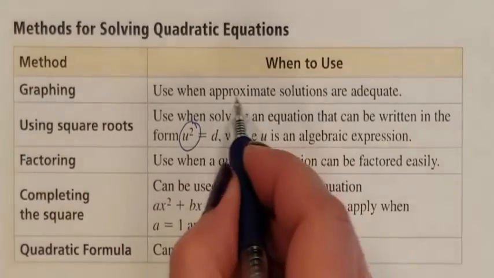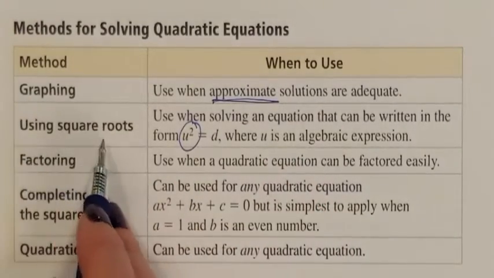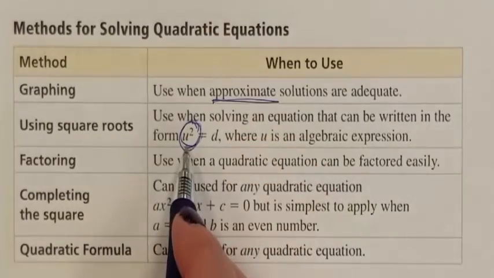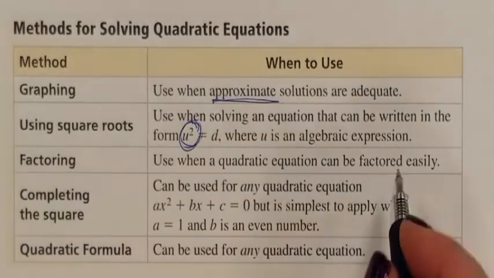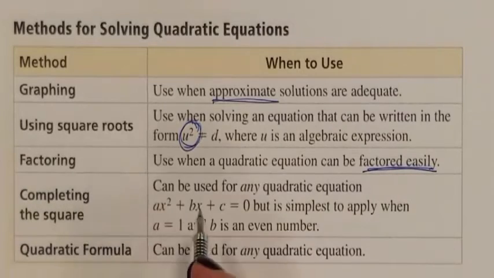So graphing is only good for approximates unless you have a graphing calculator. Square roots only works if you have an x squared. Factoring only works if they're actually factorable. Completing the square only works if a is 1 and b is even. The quadratic formula will work for anything and everything.